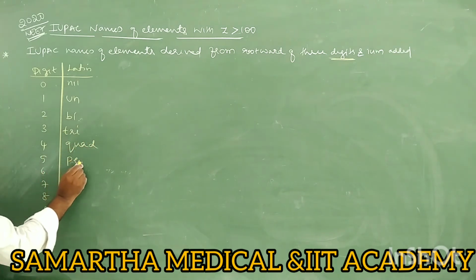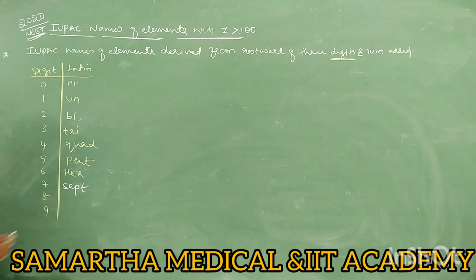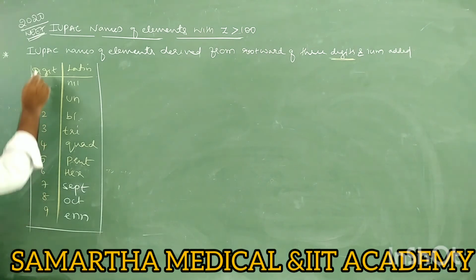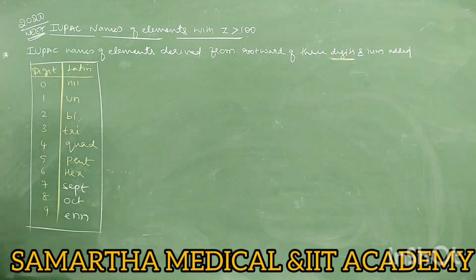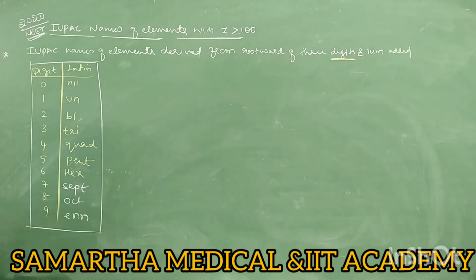Next, pent, hex, not hept, it is sept, important, sept. Then oct. Next, en, not non, en. Okay, so these are the digits. If you remember these digits, it is possible to write the IUPAC name of any element with atomic number more than 100.